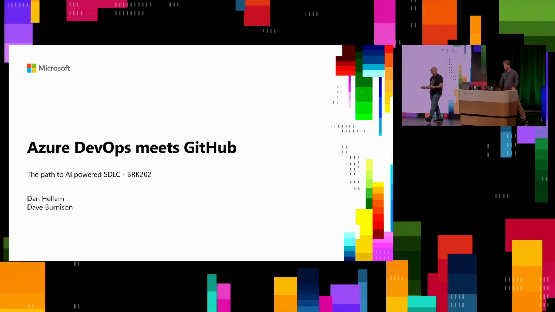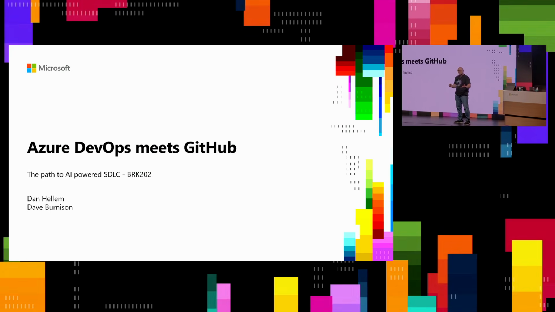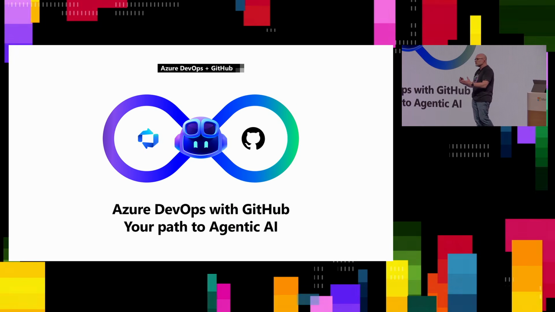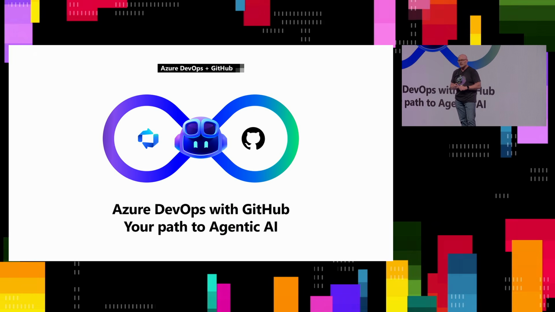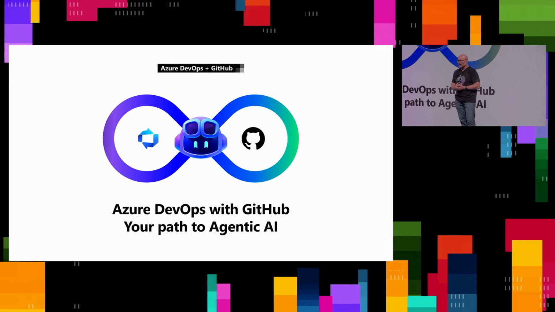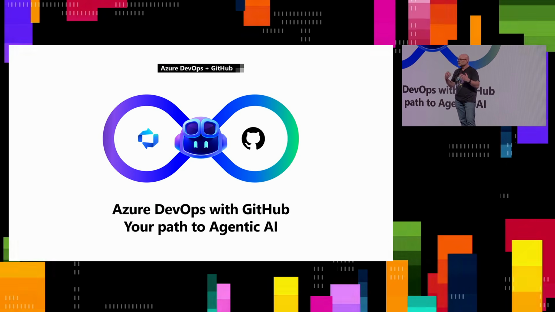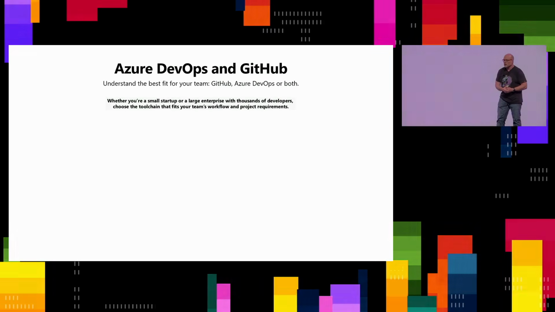We only have 45 minutes. Today, we want to talk about Azure DevOps and GitHub, your path to agentic AI. For a long time, Azure DevOps and GitHub were seen as separate platforms, but over the last few years, Dan and his team especially have been working on more and better integrations. So now, integrating GitHub with Azure DevOps is your path to agentic AI. I want to show you some of the new features, but also hopefully inspire you about how to think about using AI for Azure DevOps through GitHub.